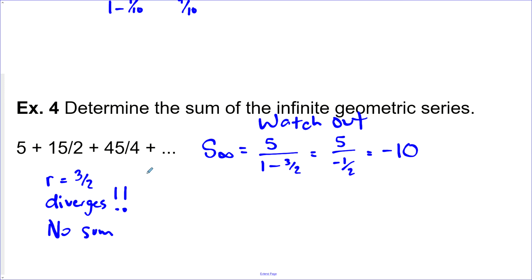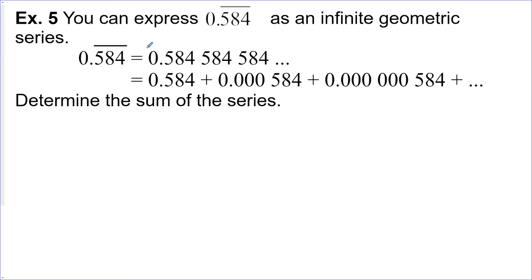We can also use this infinite geometric series to turn a repeating decimal into a fraction. So if we have a repeating decimal, it just keeps repeating. It might repeat only 2, or in this case, 3 digits, or maybe just 1 digit. We can break it up. So each 3 digit will give its own term. And you can see there's a pattern here. Every time we multiply by 1/1000.